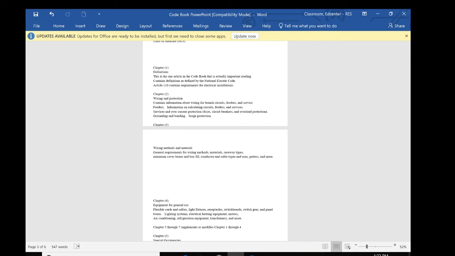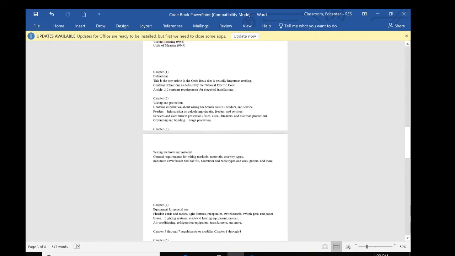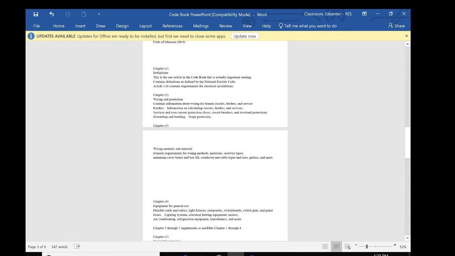The other thing in Chapter 1, Article 110 contains requirements for electrical installations, and has a lot about lugs and connections and things like that. So pretty good. It's a pretty small article, but a lot of stuff in it. Chapter 2, wiring and protection. Man, Chapter 2, we're going to be in it a lot, because a lot of things that apply to us are in Chapter 2, wiring and protection.